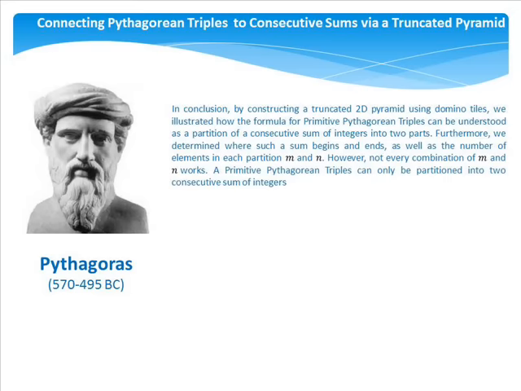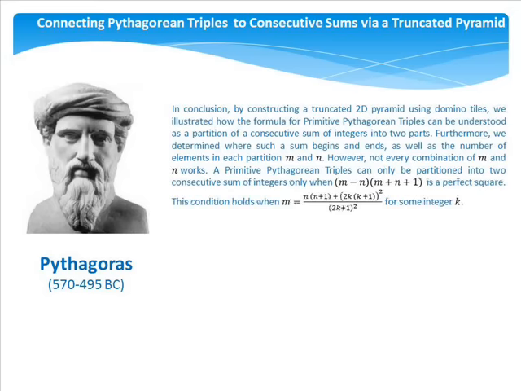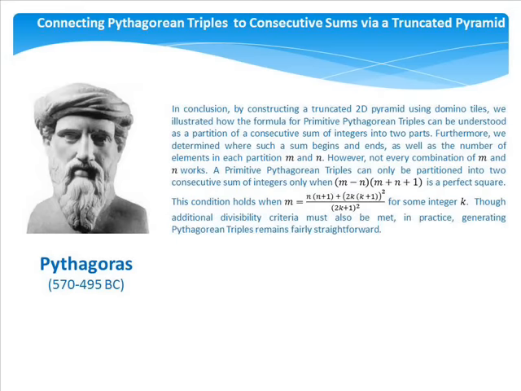A primitive Pythagorean triple can only be partitioned into two consecutive sums of integers only when m minus n times m plus n plus 1 is a perfect square. This condition holds when m equals n times n plus 1 plus the square of 2k times k plus 1 over the square of 2k plus 1 for some integer k. Though additional divisibility criteria must also be met, in practice generating Pythagorean triples remains fairly straightforward.